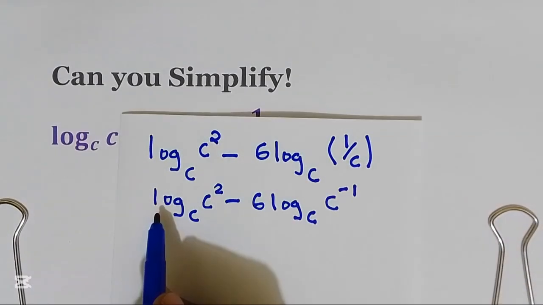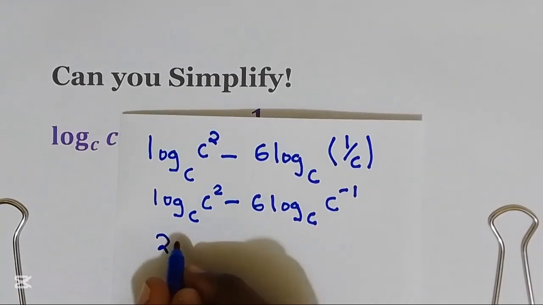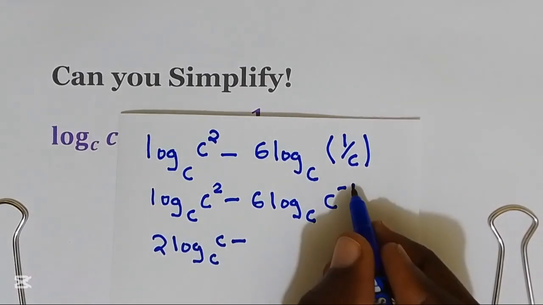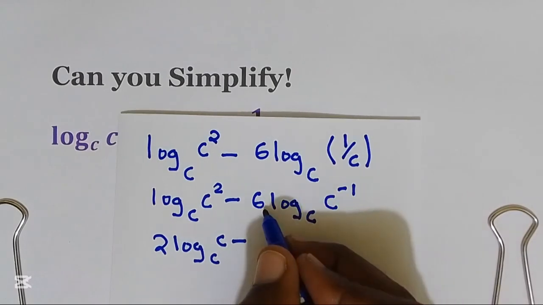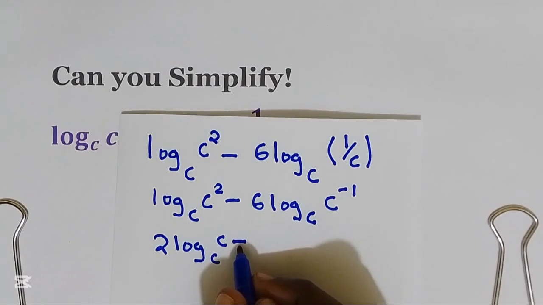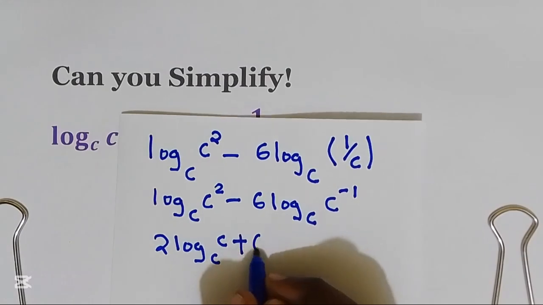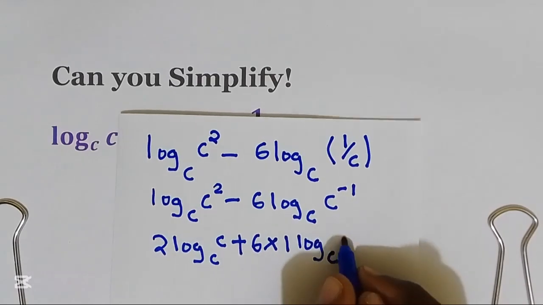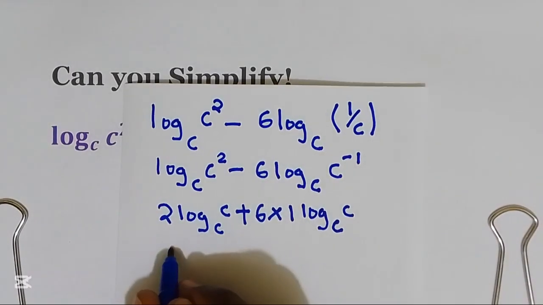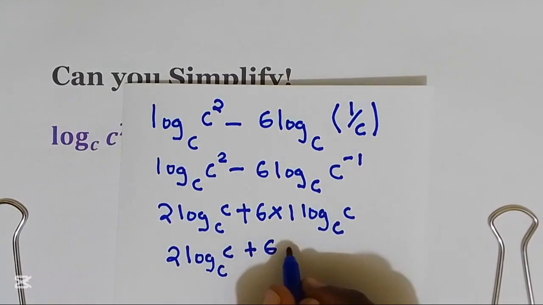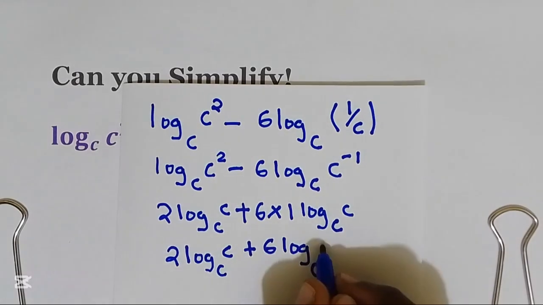Now we are going to bring the power in front of log and multiply. That is going to be 2 log base c of c minus, when we bring minus 1 and multiply in front of log, negative multiplied by this negative is going to be positive, and that is going to be 6 multiplied by 1 log of base c. That is going to be 2 log base c of c plus 6 log of c.